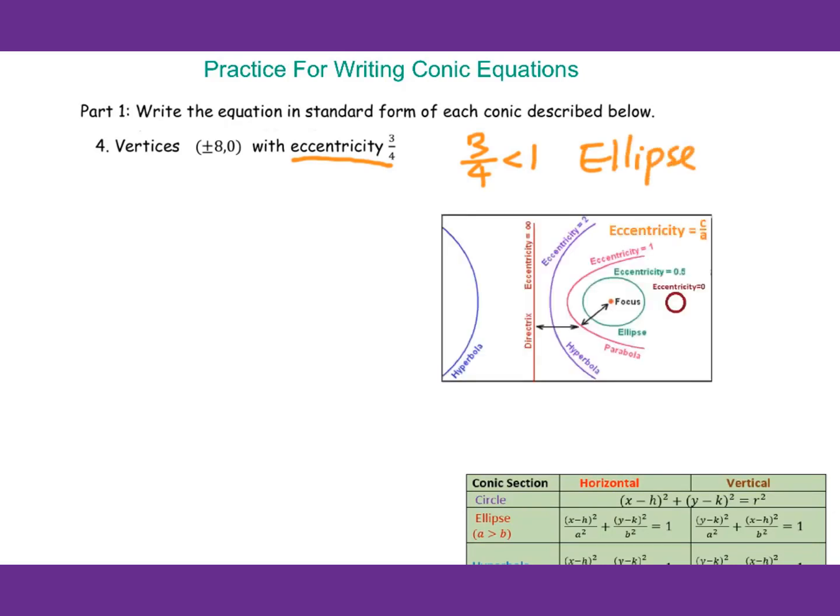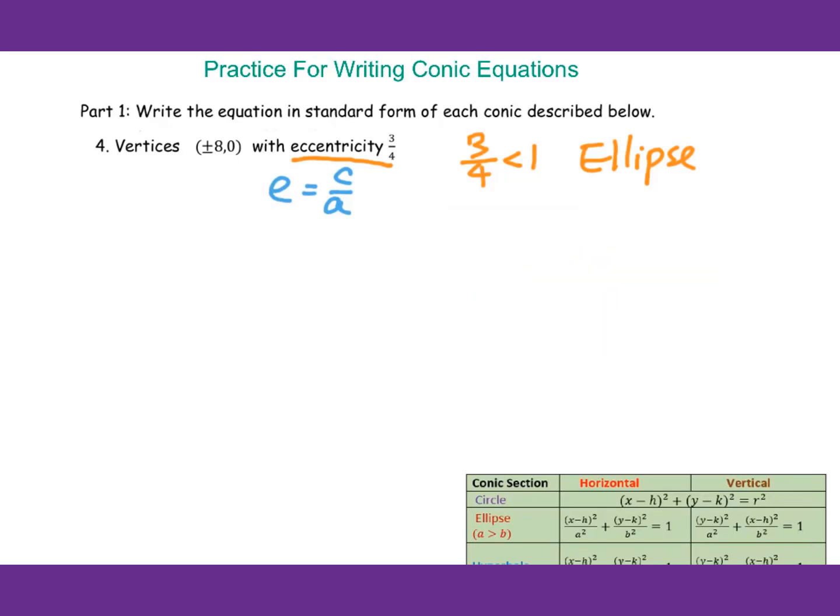Here's the pattern for eccentricity. It's C over A. E equals C over A. For circle, eccentricity equals 0. For ellipse, eccentricity is less than 1. For parabola, eccentricity equals 1. For hyperbola, eccentricity is greater than 1.